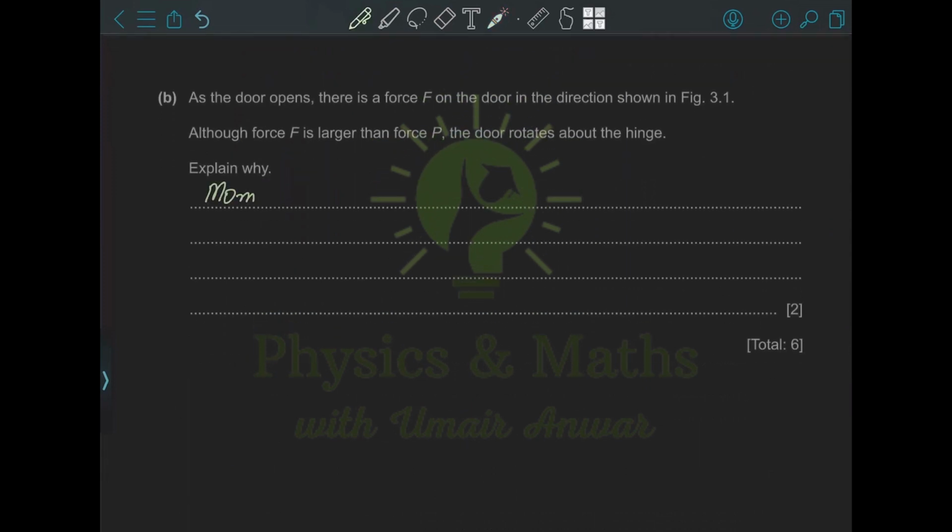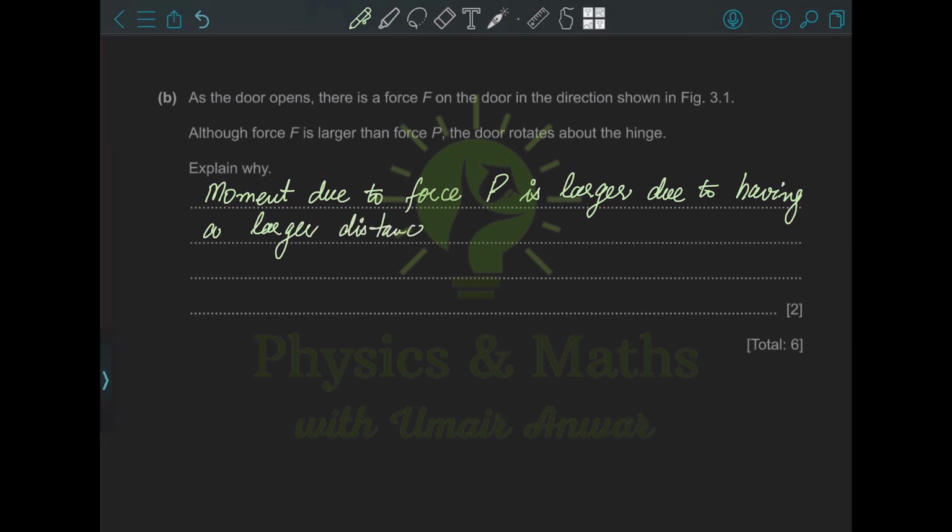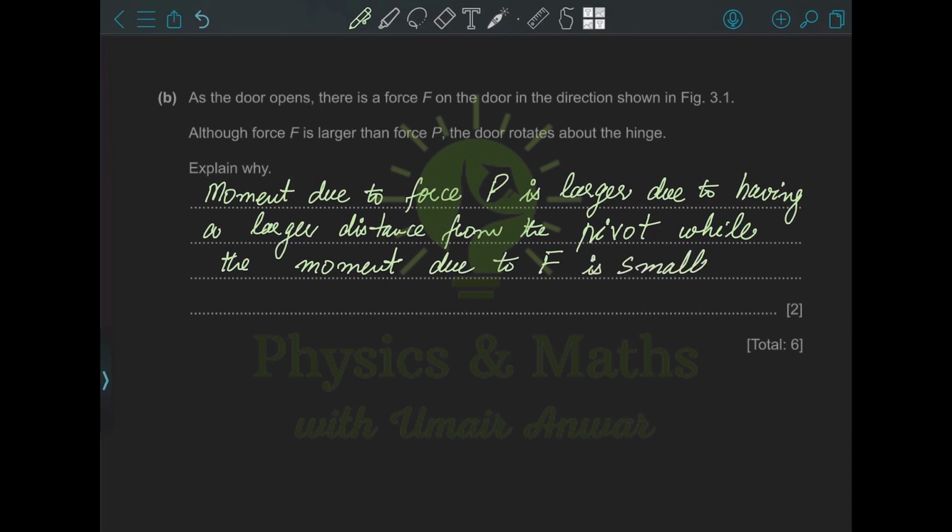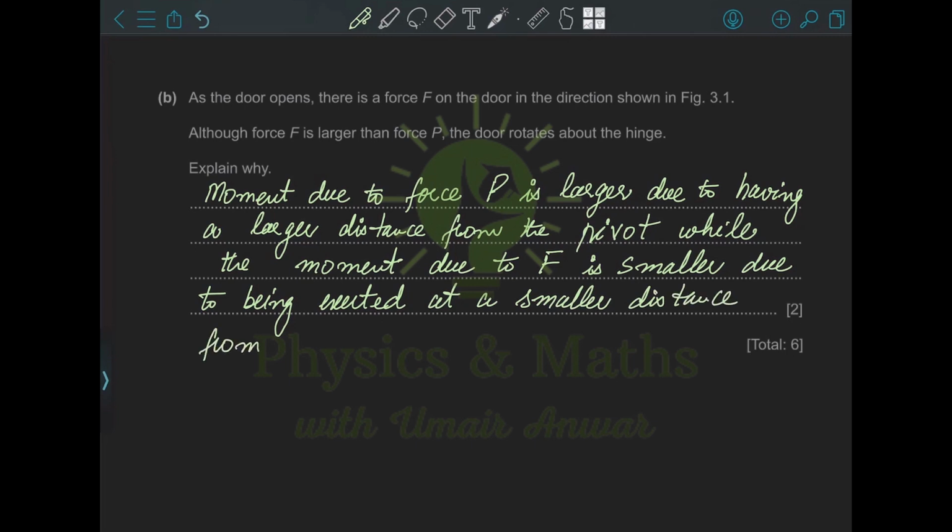So I'm writing the answer: moment due to force P is larger due to having a larger distance from the pivot, while the moment due to F is smaller due to being exerted at a smaller distance from the hinge. So the question ends here with this part.